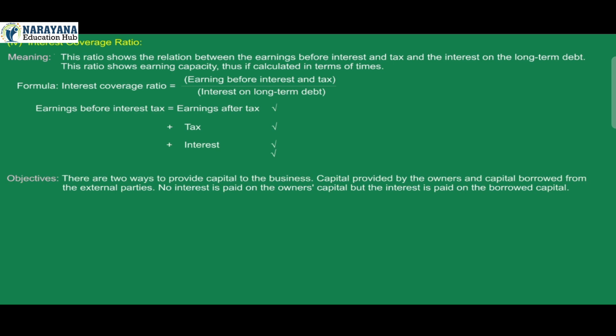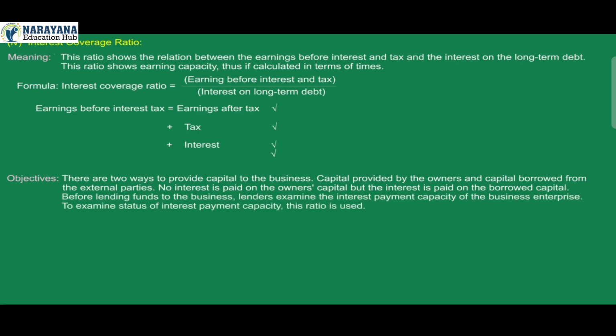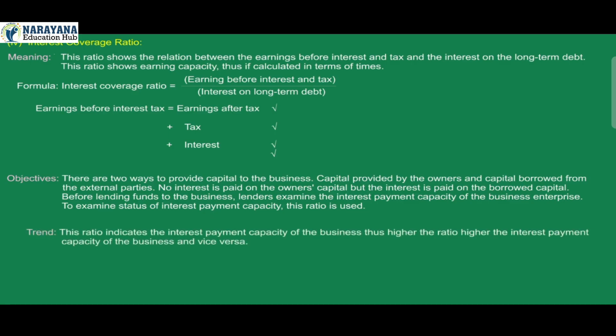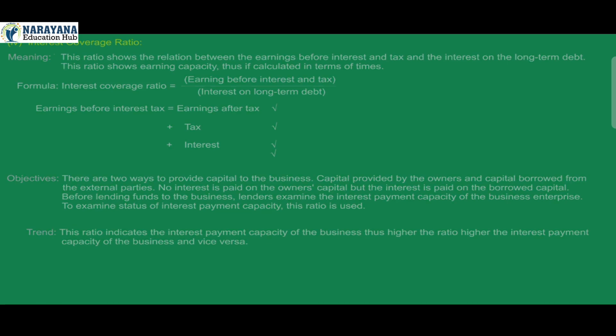Objectives: there are two ways to provide capital to the business: capital provided by the owners and capital borrowed from external parties. No interest is paid on the owner's capital, but interest is paid on the borrowed capital. Before lending funds to the business, lenders examine the interest payment capacity of the business enterprise. To examine the status of interest payment capacity, this ratio is used. Trend: this ratio indicates the interest payment capacity of the business. Thus, the higher the ratio, the higher the interest payment capacity of the business and vice versa.